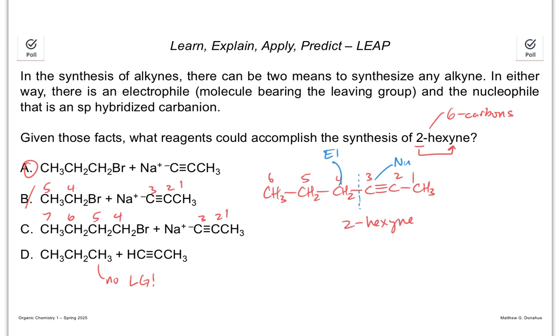Let me ask this question. The other way that you could make 2-hexyne, what would the name of an electrophile be for that? Let me ask it a different way. How many carbon atoms would the electrophile have? What'd you say?